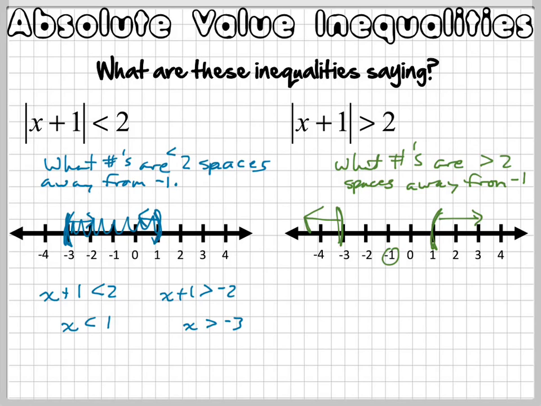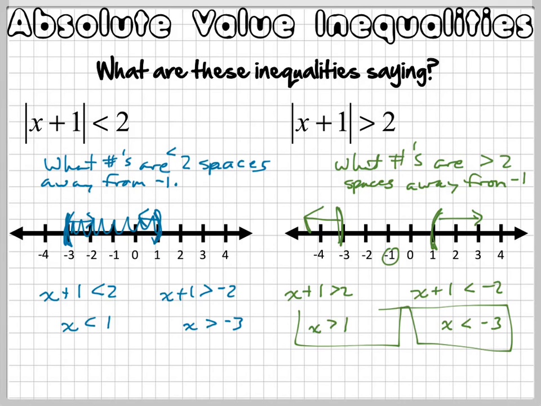And we can figure that out also algebraically by going x plus 1 is greater than 2, or x plus 1 is less than -2. So again, I flipped this sign and I changed the sign of the distance. This one right here is going to be x is greater than 1, and this is going to be x is less than -3. Do our inequalities match our graph? Yeah, they do. Cool.